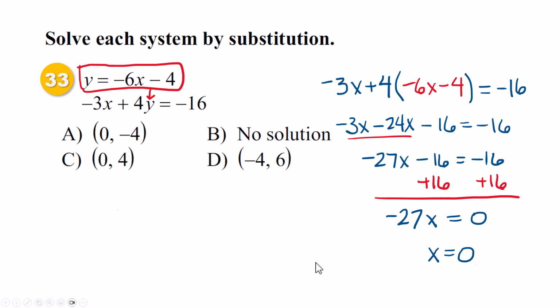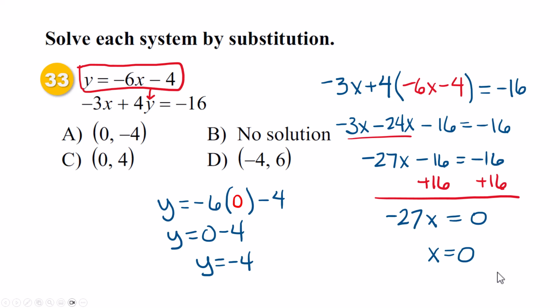Now, I've got the x equals 0. I need to figure out now what the y is. And we just pop that into y equals negative 6x minus 4. If x equals 0, y equals negative 4. So our answer is A.